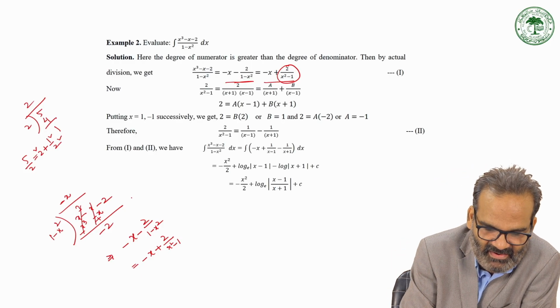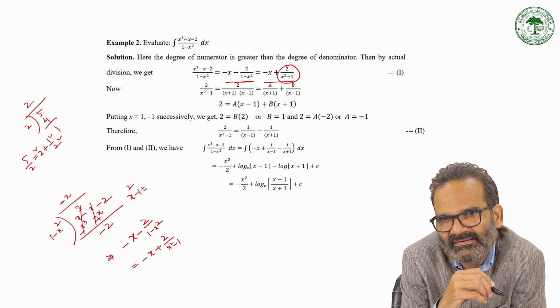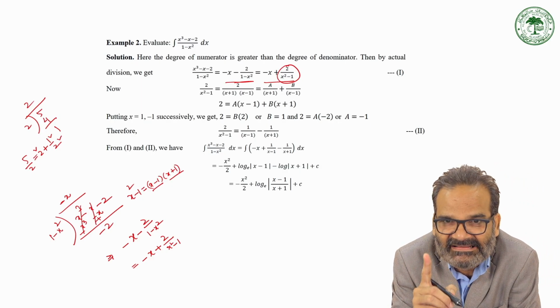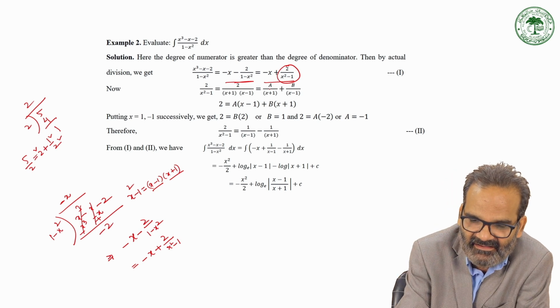See, 2 upon x square minus 1 means x square minus 1. By using the formula of (a plus b)(a minus b), this is (x minus 1)(x plus 1). Both factors are linear and distinct, so we need a constant for each: A upon x plus 1 plus B upon x minus 1.